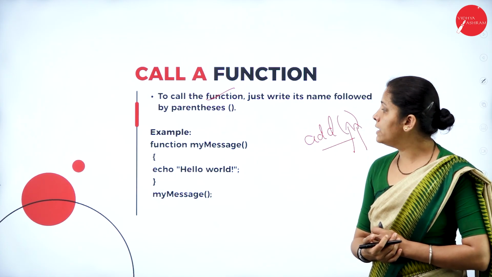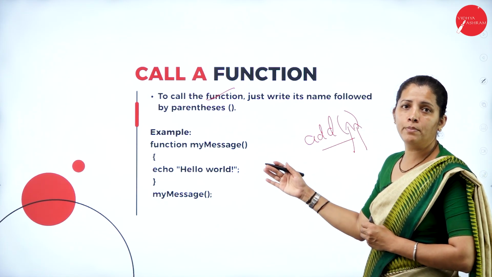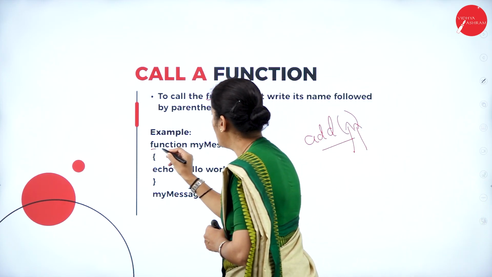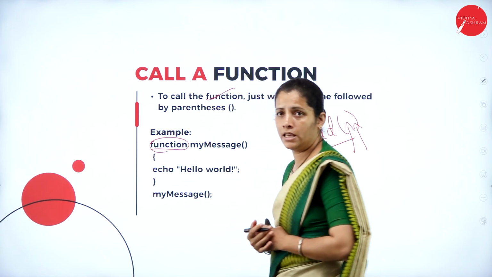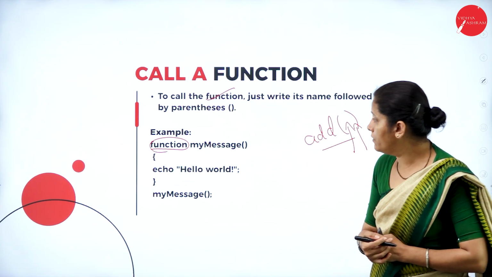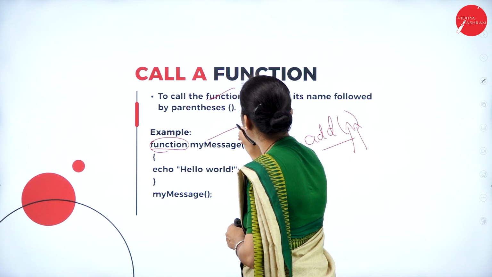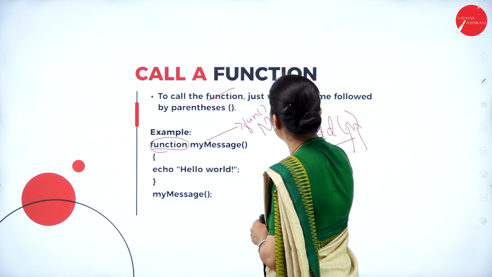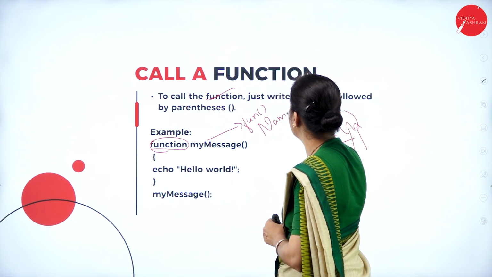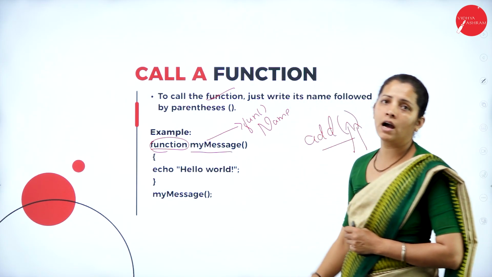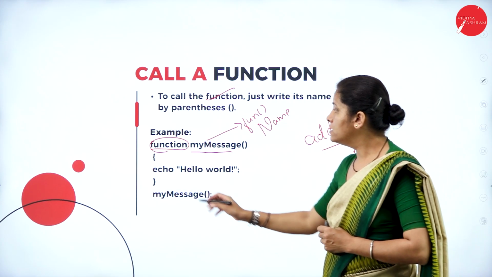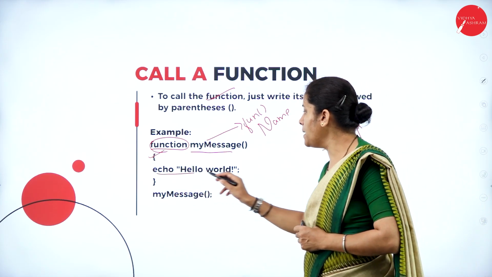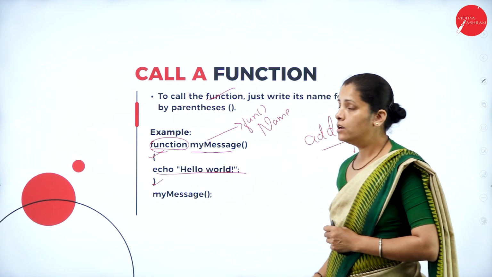Now let's see how I can write a function. See here, function is nothing but the keyword used to create a function, followed by the function name. So what's my function name? My message itself is my function name. It starts with the curly bracket, and I'm displaying the message.